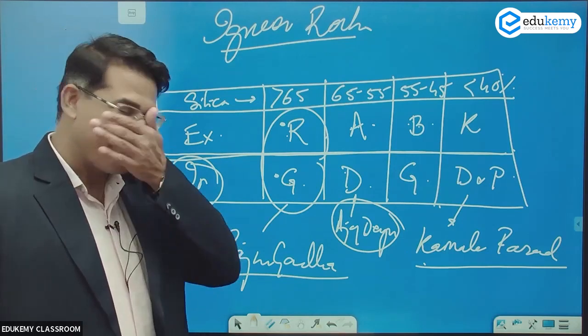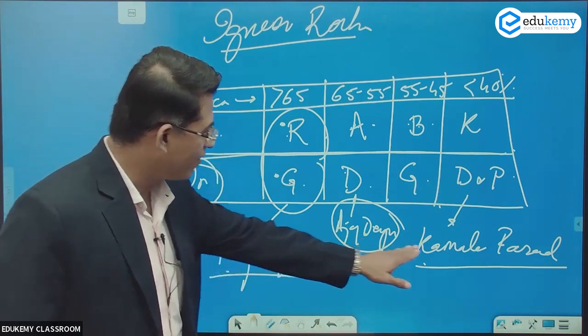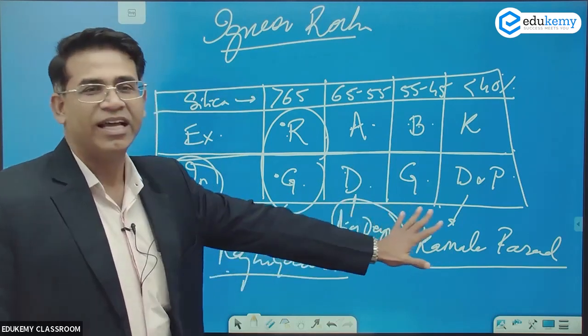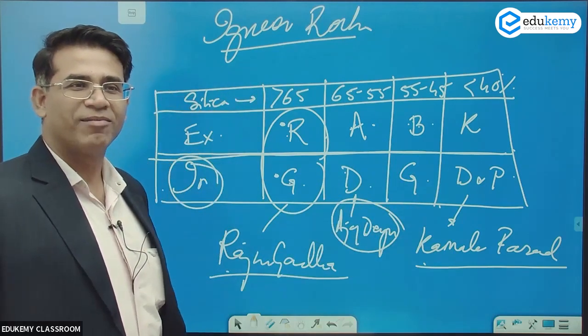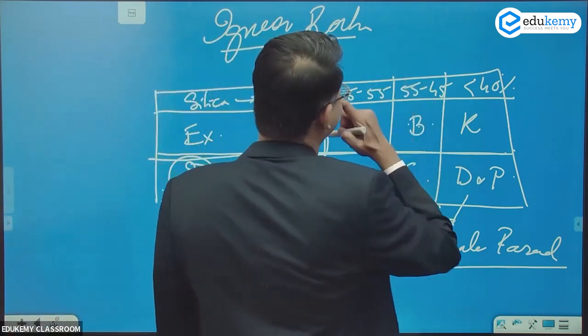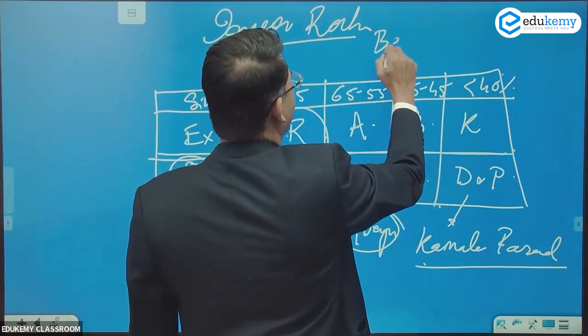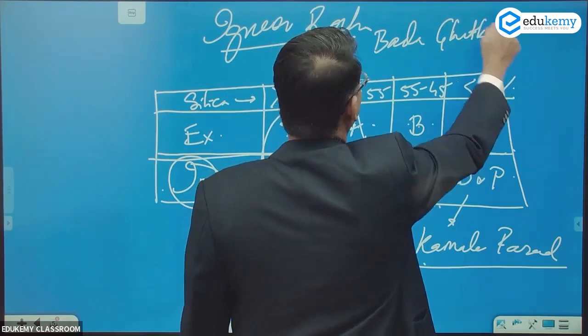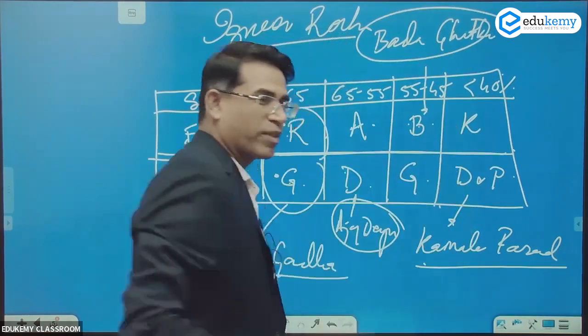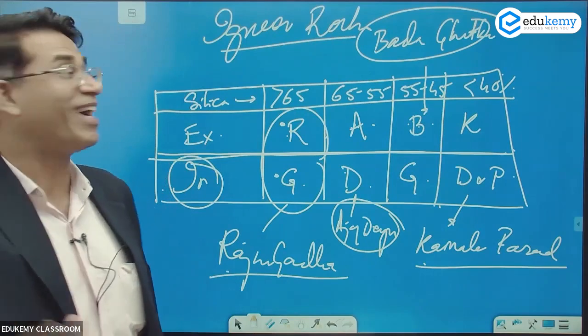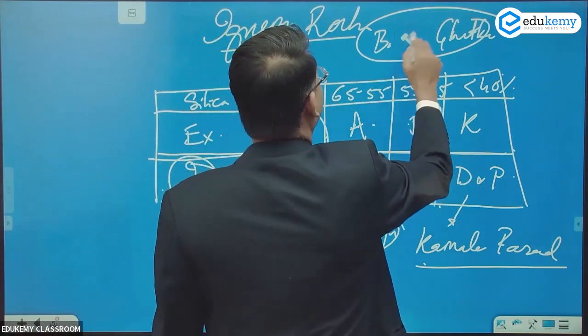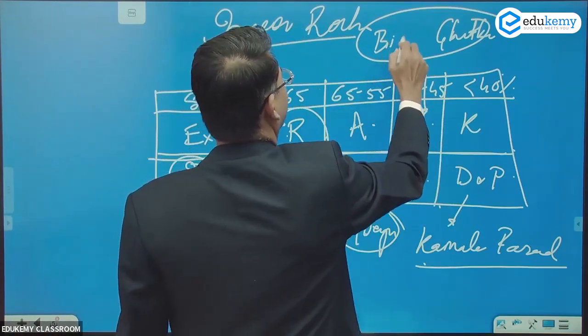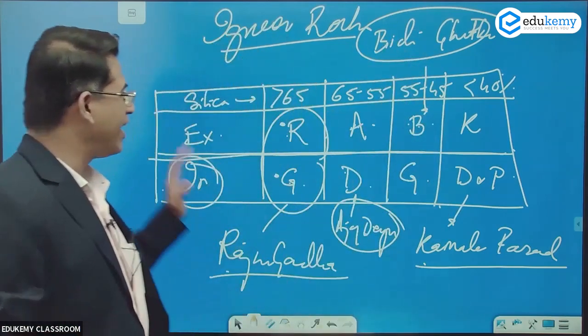BG का निकालो. Okay, पूरी movie रजनीगंधा, अजय देवगन, कमला पसंद. You cannot be wrong here. This is बड़ा गुटका. Now you have completed the story. बड़ा गुटका, बीड़ी गुटका. बीड़ी गुटका is better. I like बीड़ी गुटका. ठीक है.